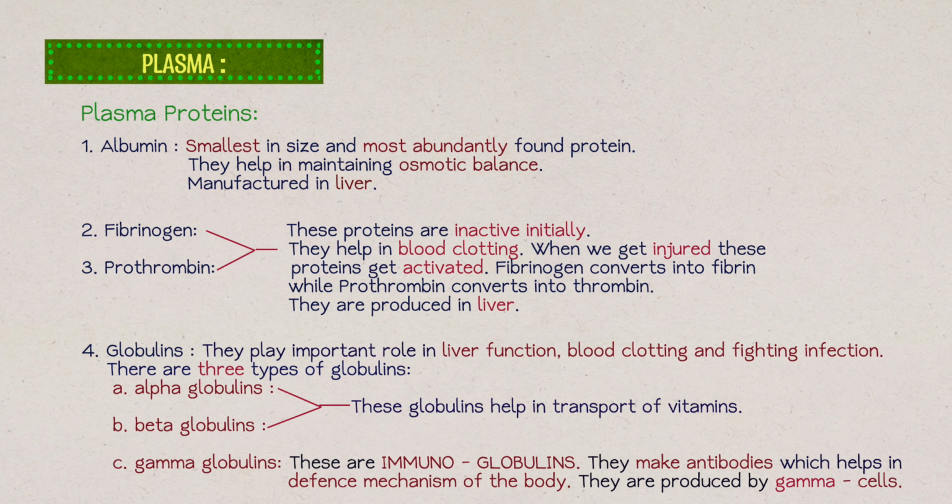Globulins. Globulins play an important role in liver function, blood clotting, and fighting infection. They are produced in the liver. There are different types of globulins: alpha globulins and beta globulins. These globulins are responsible for transport of vitamins. Gamma globulins. These globulins are called immunoglobulins. They create antibodies, which help in the defense mechanism of the body. Gamma globulins are produced by plasma B cells.